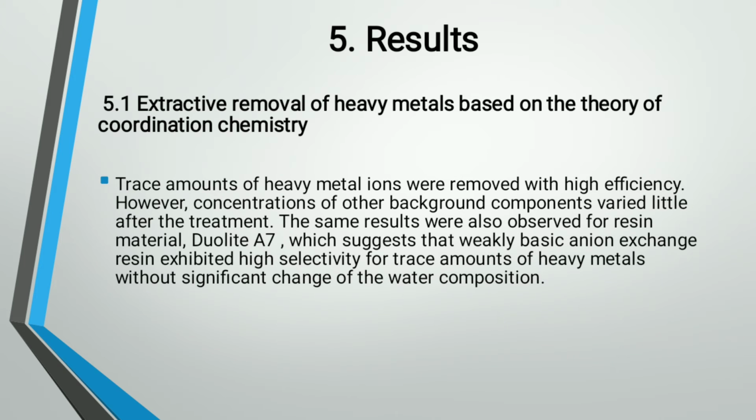Let's move to the results. The first result was extractive removal of heavy metals based on the theory of coordination chemistry. Trace amounts of heavy metal ions were removed with high efficiency. However, the concentrations of other background components were little changed after treatment. The same results were also observed for the resin material Duolite A7, which suggests that weakly basic anion exchange resin exhibited high selectivity for trace amounts of heavy metals without significant change of the water composition.